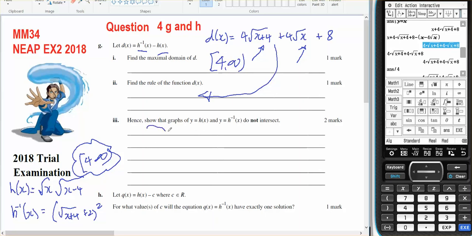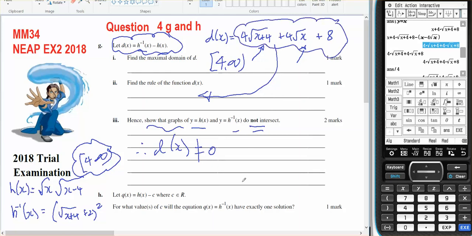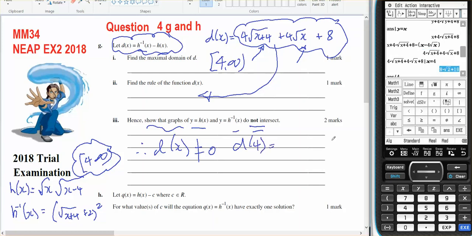Hence, show that the graph of the H and the inverse do not intersect. If they do not intersect, therefore they're never ever equal to each other. Therefore, this expression here of D of x cannot equal 0. Okay, so I'm going to consider this value. I'd like to know what D of 4 is, 16 plus 8 root 2.